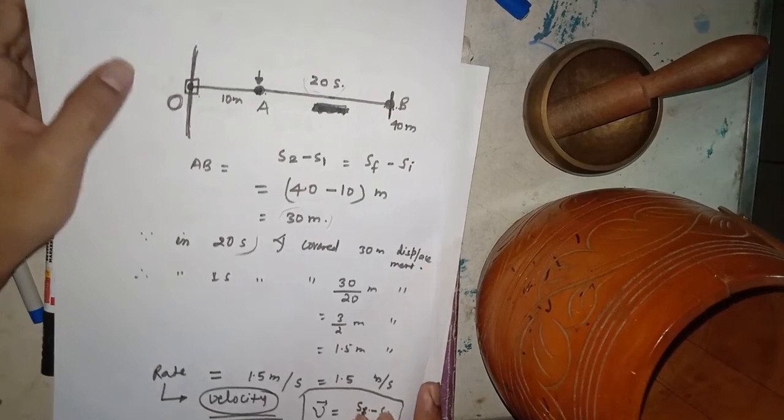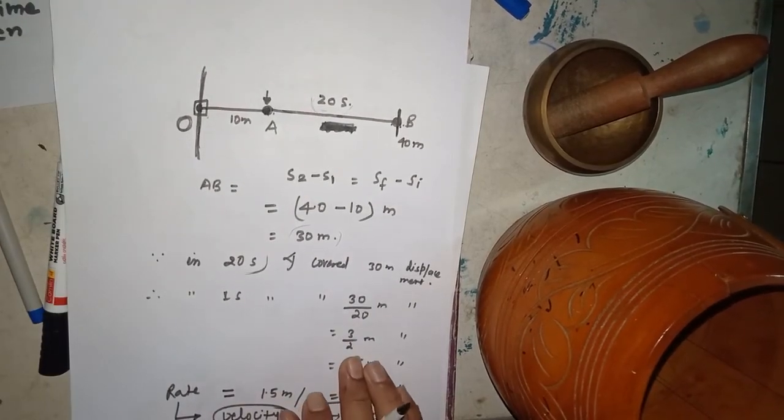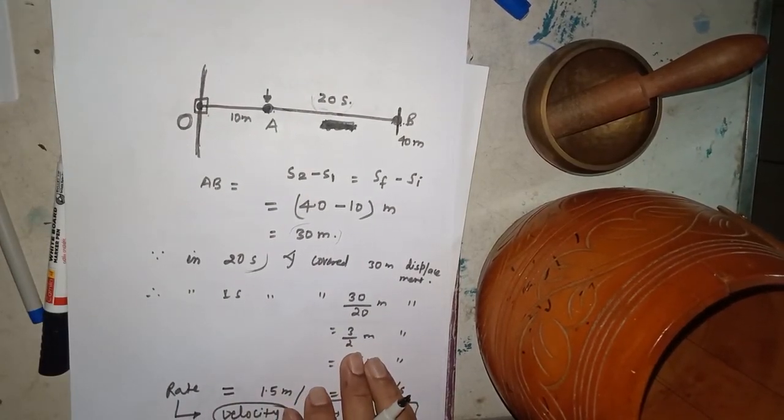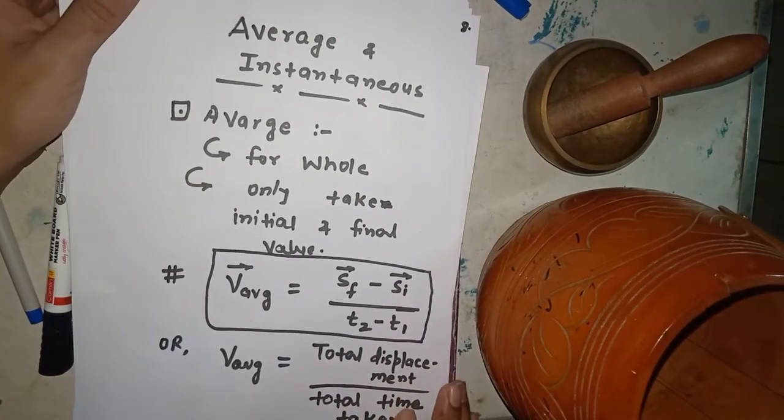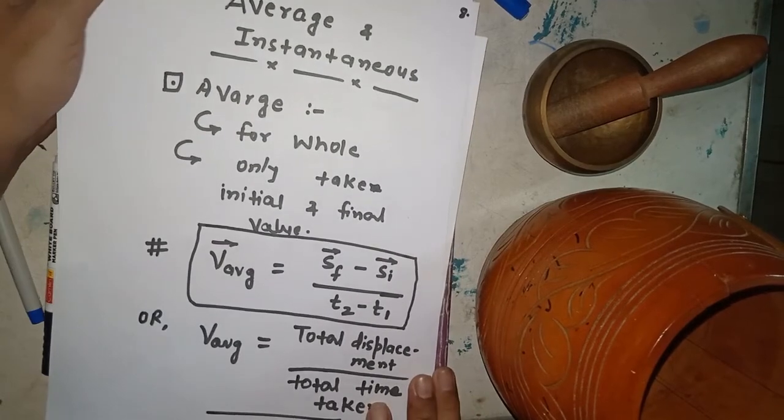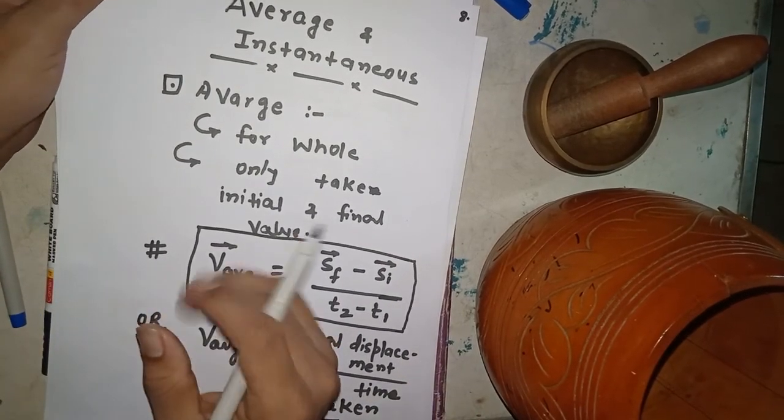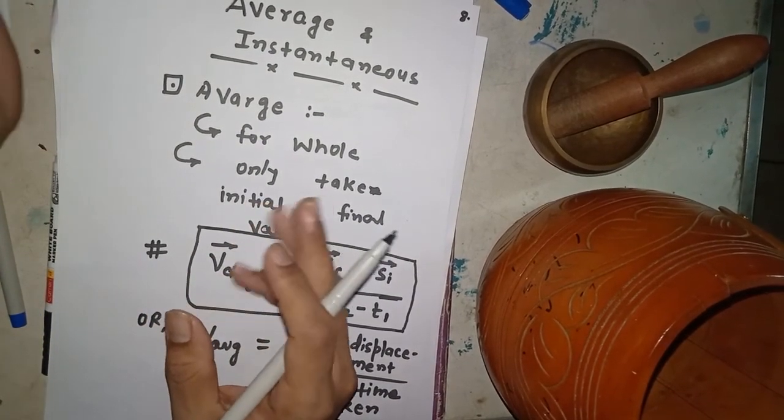Now in physics, there are two kinds of physical quantity. Means measurement is taken in two ways, average or instantaneous.